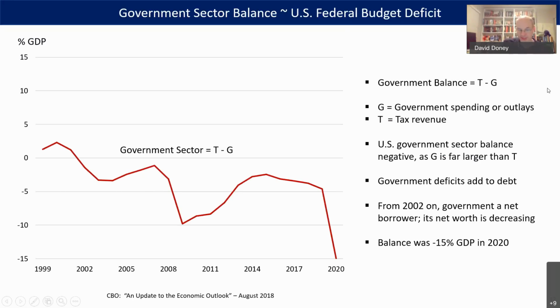So there are three sectors in this model, and the first sector is one you're familiar with, the government sector. This red line is simply the federal budget deficit as a percent of GDP. And everything I'm going to be talking about tonight is going to be percent of GDP. I'm not going to use dollars. But if you like dollars, just remember that 1% of GDP is about $200 billion. So when the budget deficit shows here in 2020 at 15% of GDP, that's 15 times 2, it comes out about $3 trillion.